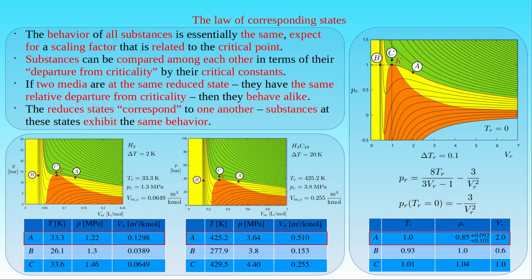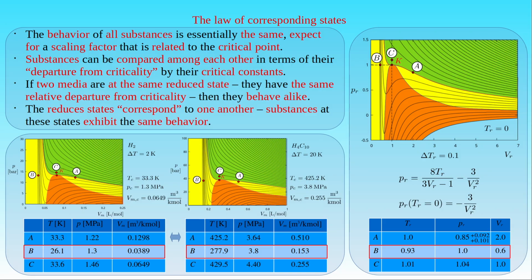Then hydrogen and butane in the state A have approximately the same reduced variables, or the two different substances are approximately at corresponding states. We have a similar situation in the case of states B and C. In the state B the pressures of hydrogen and butane are kept at the critical values, while the substances are compressed into the molar volume 0.6 times smaller than the critical values.